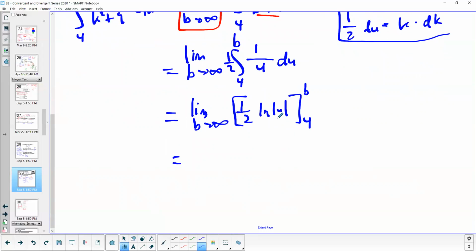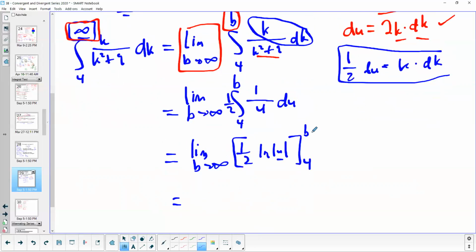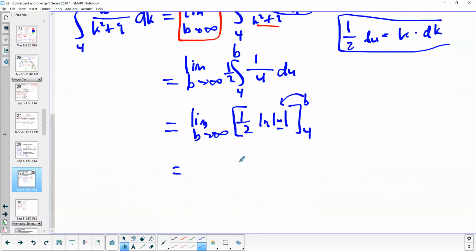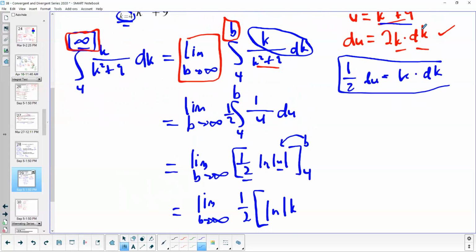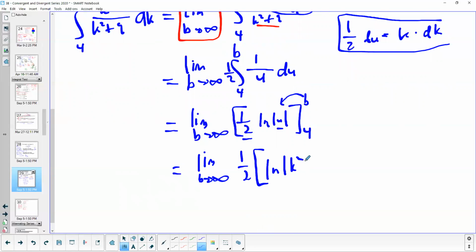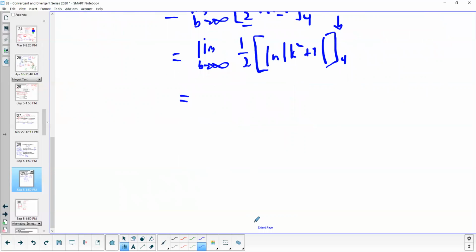And now this is the part you have to be really careful of when you integrate, if you haven't done these in a while: if you do any u substitutions, you do not plug the b and the 4 in for u. U actually represents k squared plus 9. So before you plug any values in, you have to substitute that value for u back into this. And so I'm going to go ahead and pull the u out. You are allowed to pull any constants out in front. So we have the natural log of the absolute value of k squared plus 9, which is what we had for u, from 4 to b. And now we plug the values in.